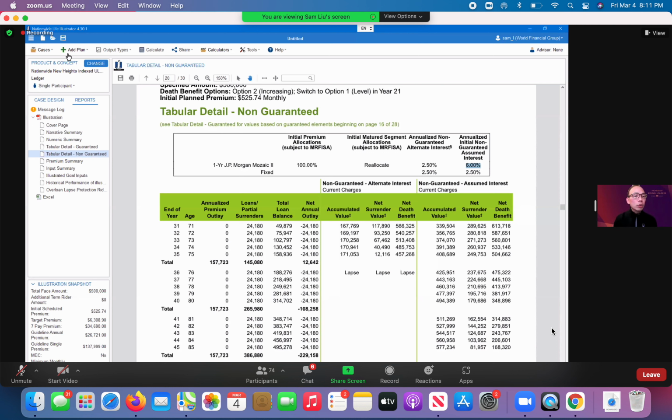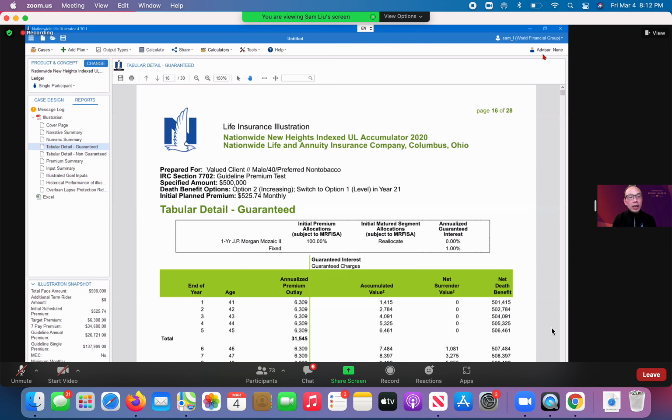Now, let me show you something. There is also a page that says guarantee. Guarantee. What does that mean, Mr. Client? It simply means that if the market never, ever, for the next 30, 40, 50 years, never return anything. Do you see, Mr. Client? Never return anything. Zero. Do you think, Mr. Client, do you think that is possible?